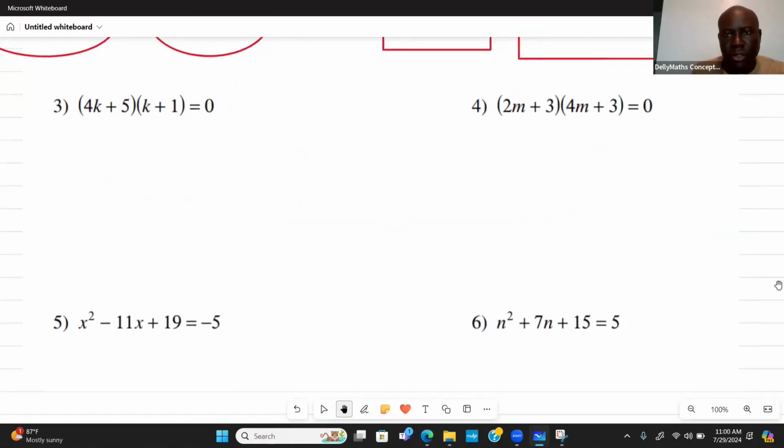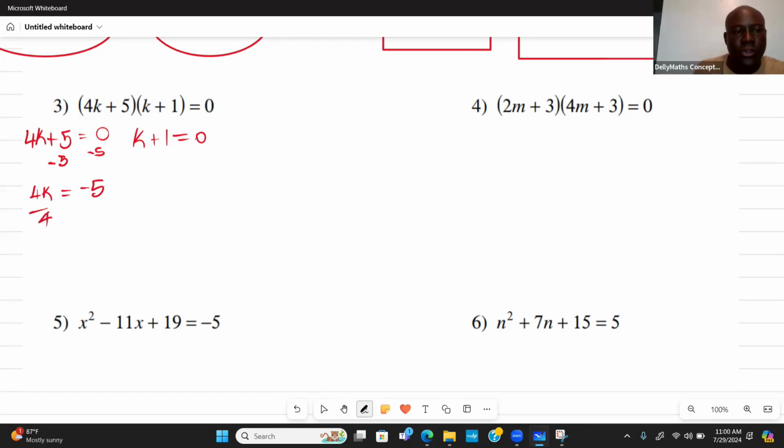All right, so let's take a look at number 3. It's either 4k plus 5 is a 0 or k plus 1 is equal to 0. And the reason for that is two things multiply to give 0, so the zero product rule would have endorsed that. In situation 1, we're going to subtract 5 from both sides. So what we're left with is 4k is equal to -5. Dividing both sides by 4 so that we could isolate this k, we can conclude that k is equal to -5/4. And that's one of the responses.